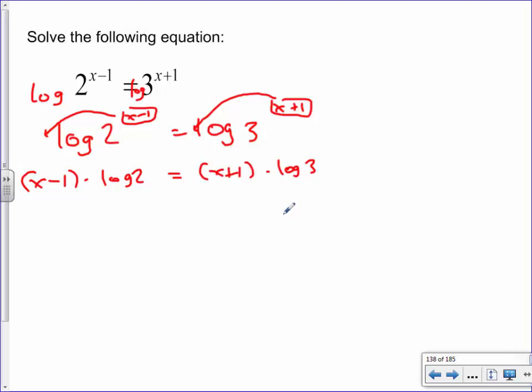At first glance, this may not seem like you made it better. You might say, my goodness, this is getting worse, but it's actually going to look really nice in one step. Log 2 is just some number. Type log 2 in your calculator. What is it? 0.301. That'll work. What's log 3? 0.477.